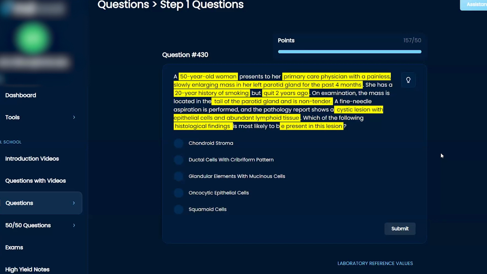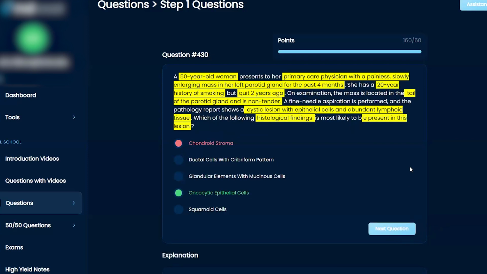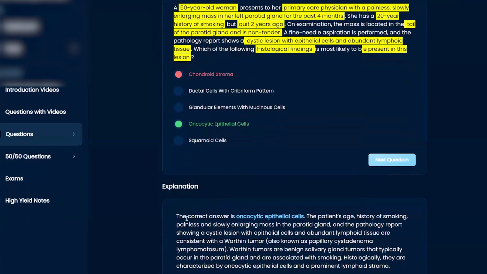I can never remember or pronounce the name of this tumor, but it's the one that has the epithelial cells and the chondroid stroma. Hmm, chondroid stroma. I can't remember the name of it. So this should actually be a Warthin's tumor.